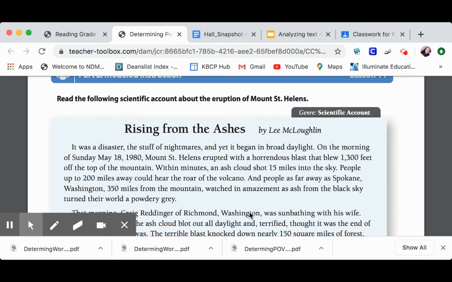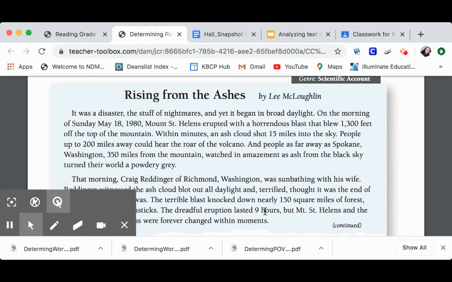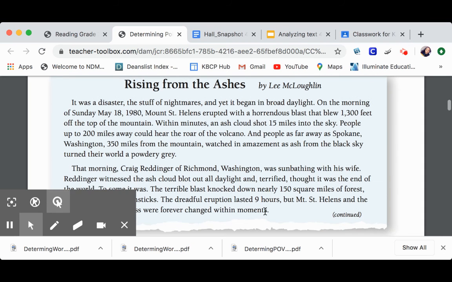Let's jump in. It was a disaster. The stuff of nightmares, and yet it began in broad daylight. On the morning of Sunday, May 18th, 1980, Mount St. Helens erupted with a horrendous blast that blew 1,300 feet off the top of the mountain. Within minutes, an ash cloud shot 15 miles into the sky. People up to 200 miles away could hear the roar of the volcano, and people as far as Spokane, Washington, 350 miles from the mountain, watched in amazement as ash from the black sky turned their world a powdery gray.